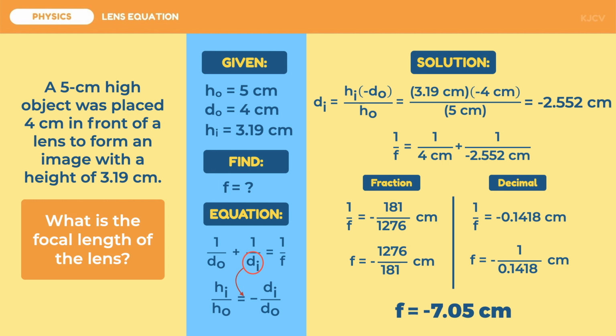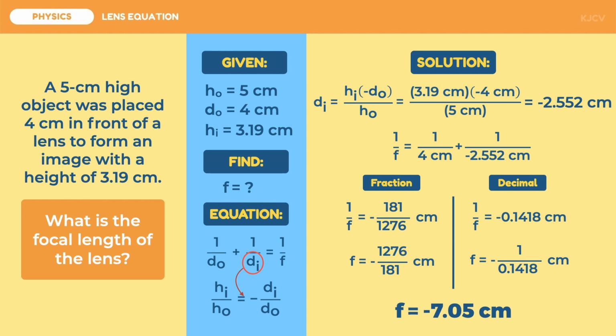A focal length of negative value means that a concave lens is used. Concave lenses create virtual images as evidenced by the negative image distance. Aside from this, the image is reduced. Concave lenses form virtual, upright, and reduced images.